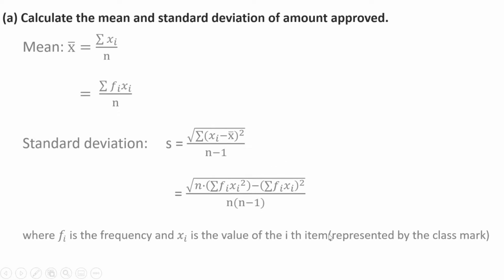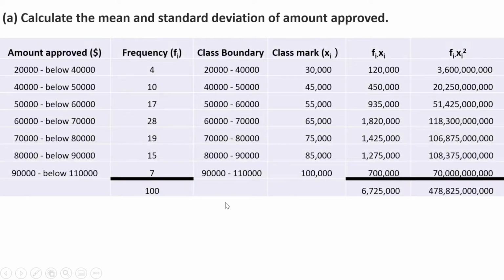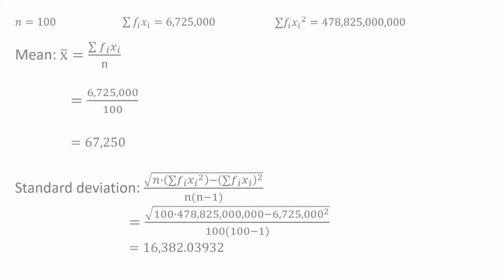In order to get all the elements in the equation, we have to do a table like this. After that, we can substitute all the elements we get into the formula and the equation. You can do it with your own calculator.